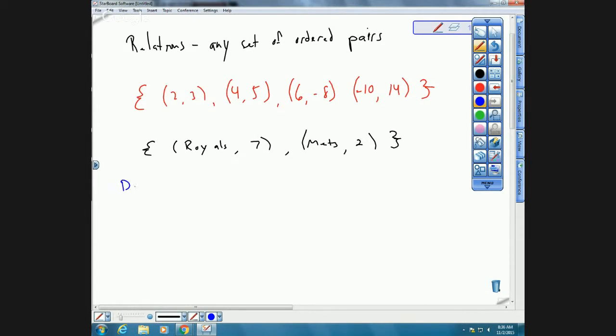All right. So the next thing, the domain. The domain of these sets is the first element. The domain is the first element. So if I looked at the domain of this one right here, it would be all the first ones. So it would be 2, 4, 6, -10. So the domain is the first one. The domain on this one would be the Royals and the Mets.